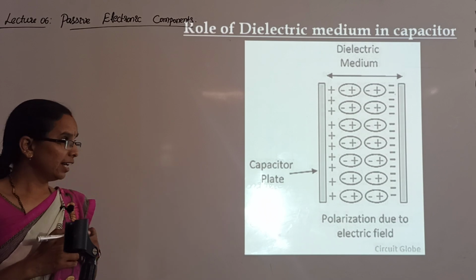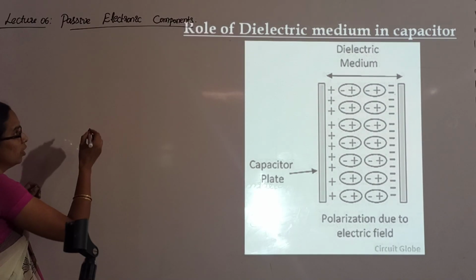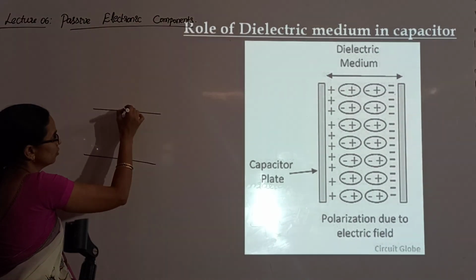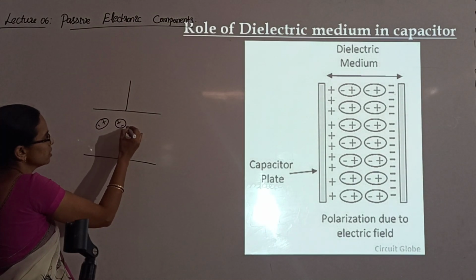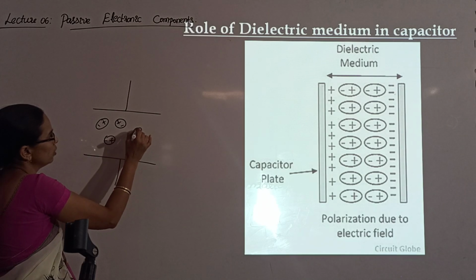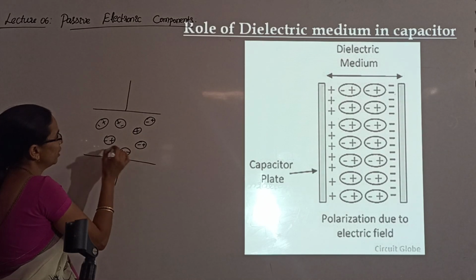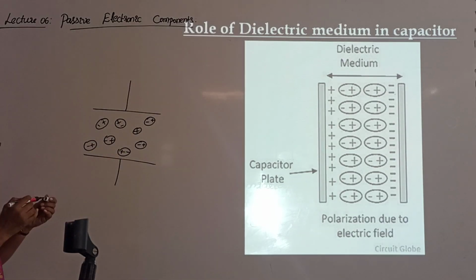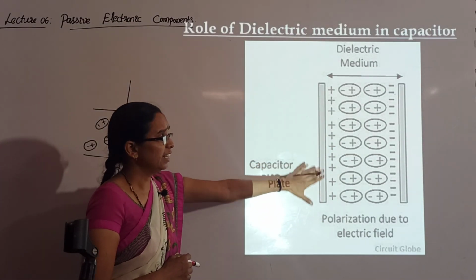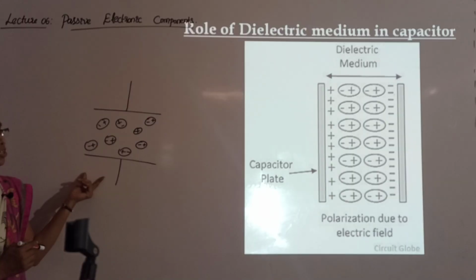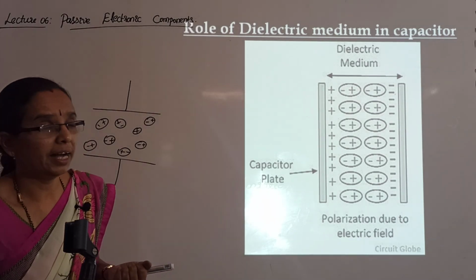So, in dielectric material there will be polar molecules. These polar molecules, in the sense positive and negative charges, will be there. Before the application of electric field, they will be oriented in a random manner. In this picture you can see these are arranged in a linear manner, whereas before the application of electric field these polar molecules will be oriented randomly.